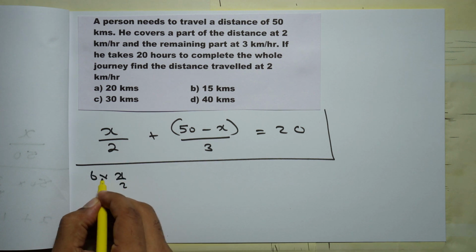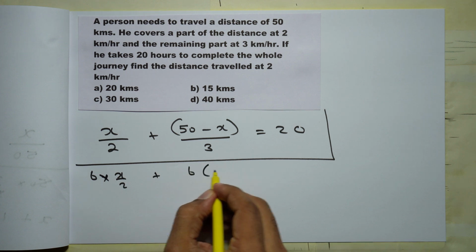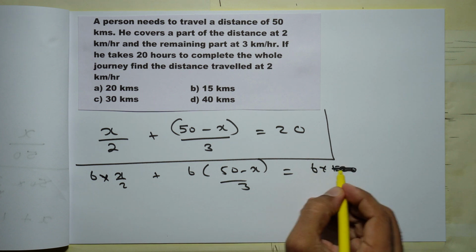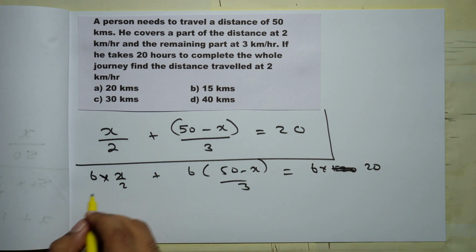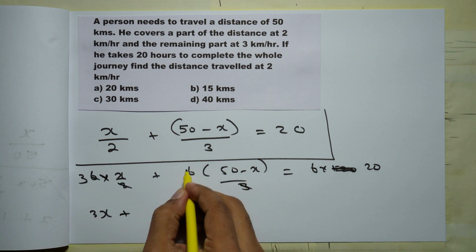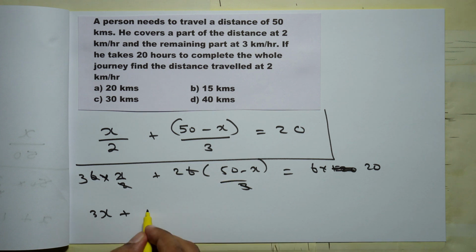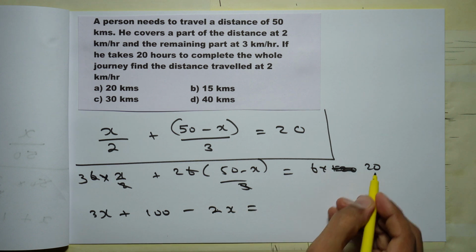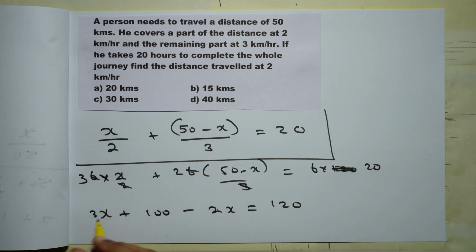So 6 into x by 2 plus 6 into 50 minus x by 3, that is equal to 6 into 20. 2 divides 3 times, so that will be 3x. 3 divides 2 times, so 2 into 50 gives you 100 minus 2x. That is equal to 6 into 20 gives you 120. So 3x minus 2x is x. x is equal to 120 minus 100. So you will get it as 20. So x is equal to 20 kilometers.